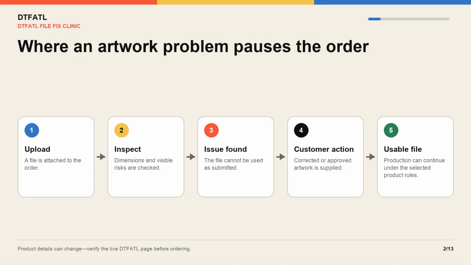Attaching a file does not make it production-ready. DTFATL says production timing pauses when customer action is required. The practical sequence is upload, inspect, identify a problem, receive corrected or explicitly approved artwork, and then continue with a usable file. That is why a 30-second pre-flight before checkout protects more time than a rushed upload.